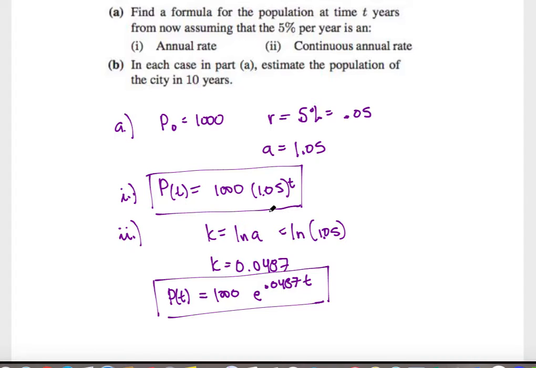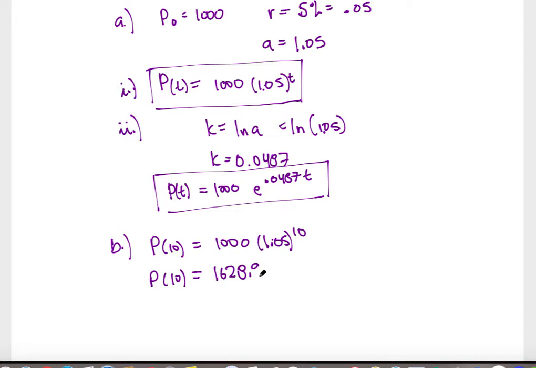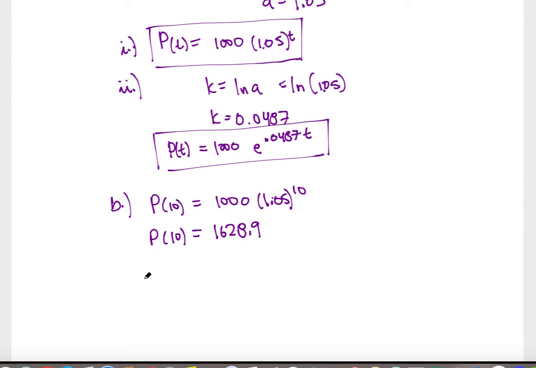And then B says, estimate the population of the city in 10 years. So we're just going to take P of 10 for both situations. So we have the first, which would be 1,000 times 1.05 raised to the 10. So we take our calculator, and plugging this in, we get a population of 1628.9. We'll say there's a 0.9 of a person right now.